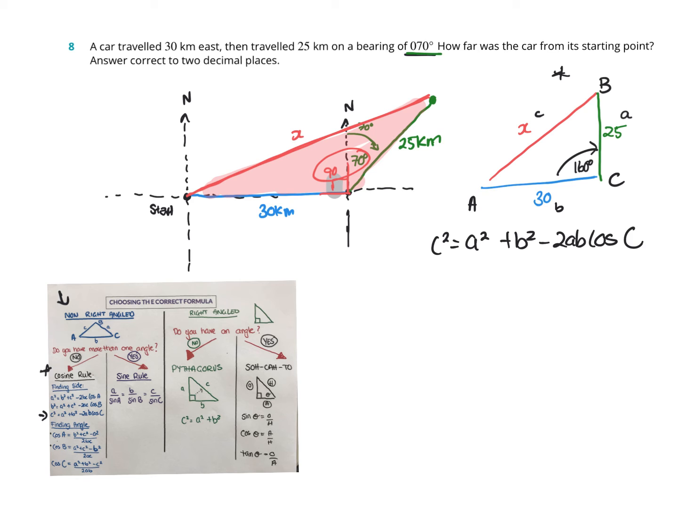So then you just substitute in the values that you know. So we know a is 25, we know b is 30, so 2 times 25 times 30 times cos 160. Okay, and at this point now, we can just do solve and comma c. And there you can work out what your answer will be.